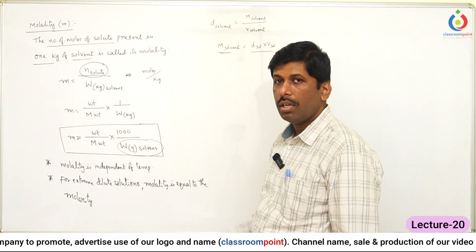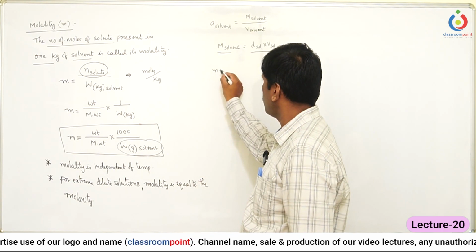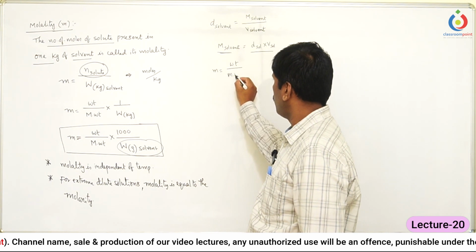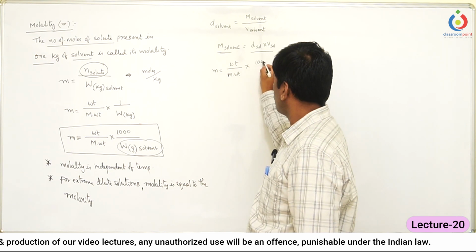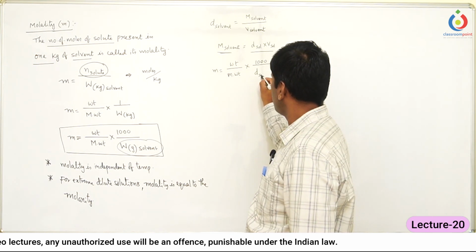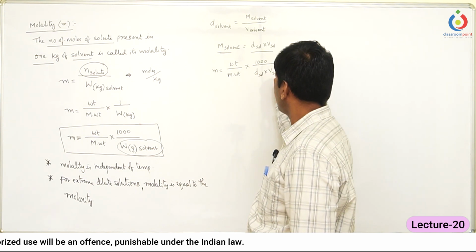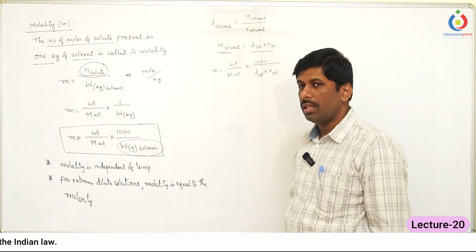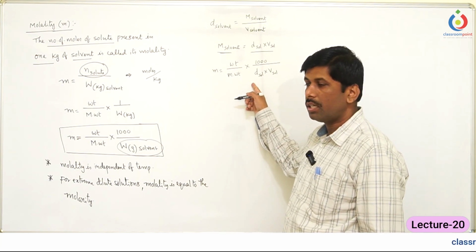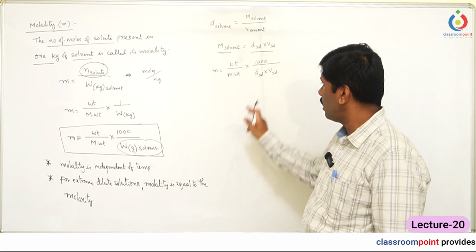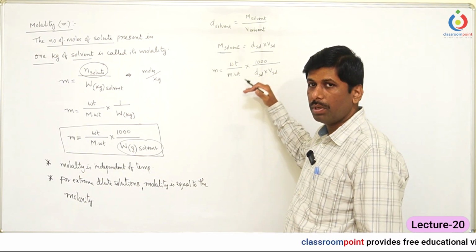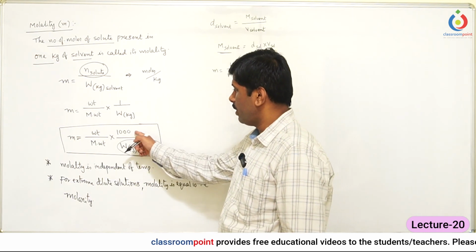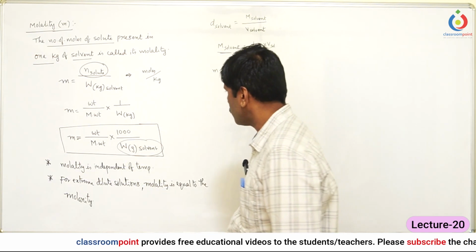So this formula can be modified as molality equals weight of solute divided by molecular weight of solute, into 1000 divided by density of solvent into volume of solvent. Here density and volume must be taken in grams per milliliter and milliliters, so that the final value is in grams, because per milliliter or cubic centimeters cancel out. Why? Because here we already converted the term into grams.